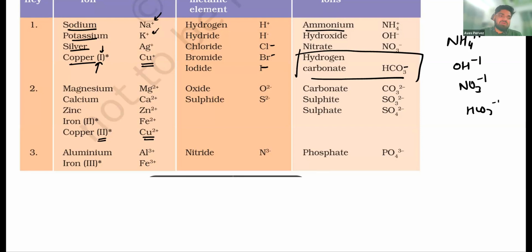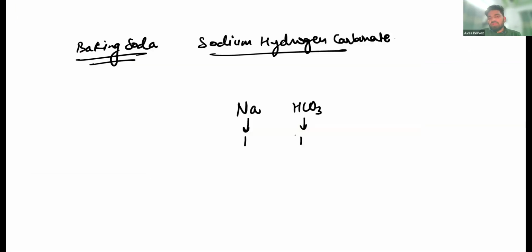Have you understood, Rima? So sodium hydrogen carbonate: there is no need to cancel out or cross multiply, because this is 1. So in combination, you will write the formula NaHCO3 this way. Got it? Sir, why do we have to do cross multiplication?